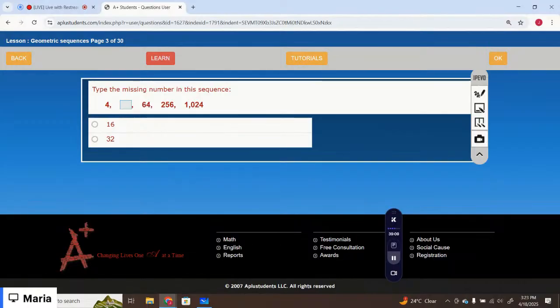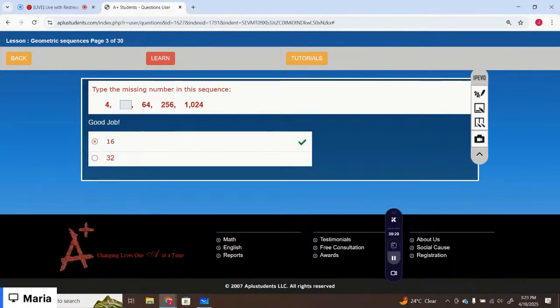Type the missing number in the sequence. That is 4, 16. Option number 1 is the correct option. Missing number is 16. Option number 1 is the correct option.